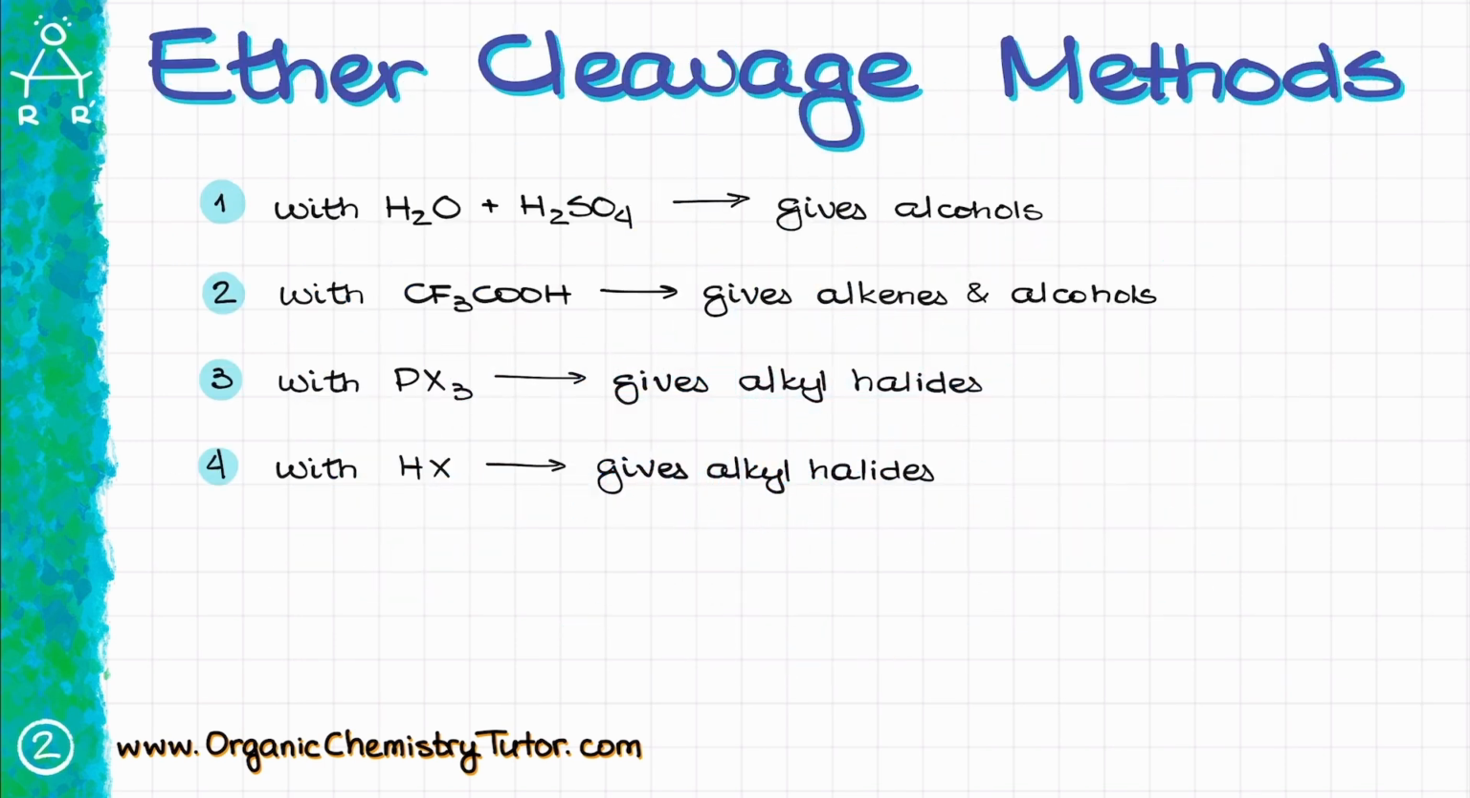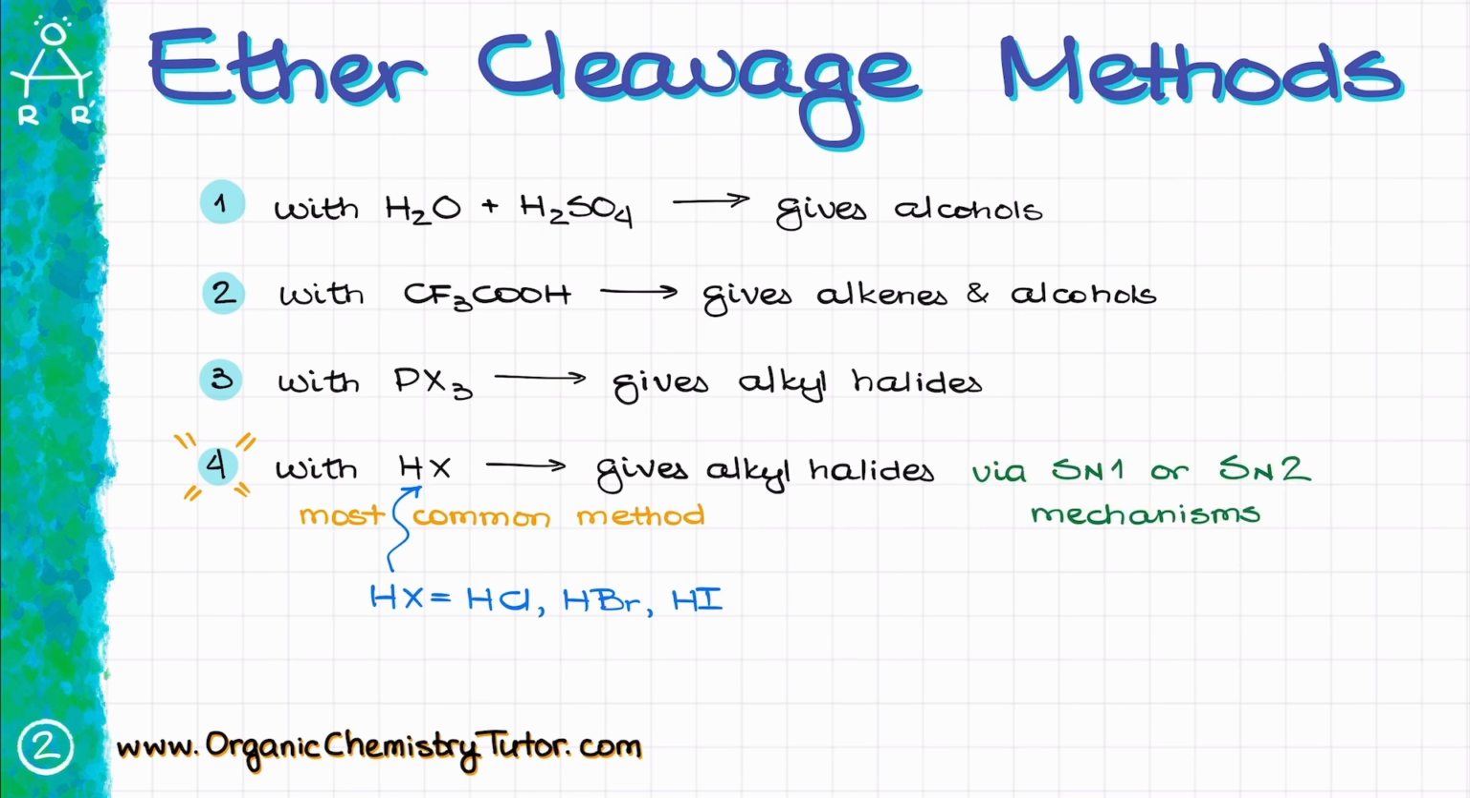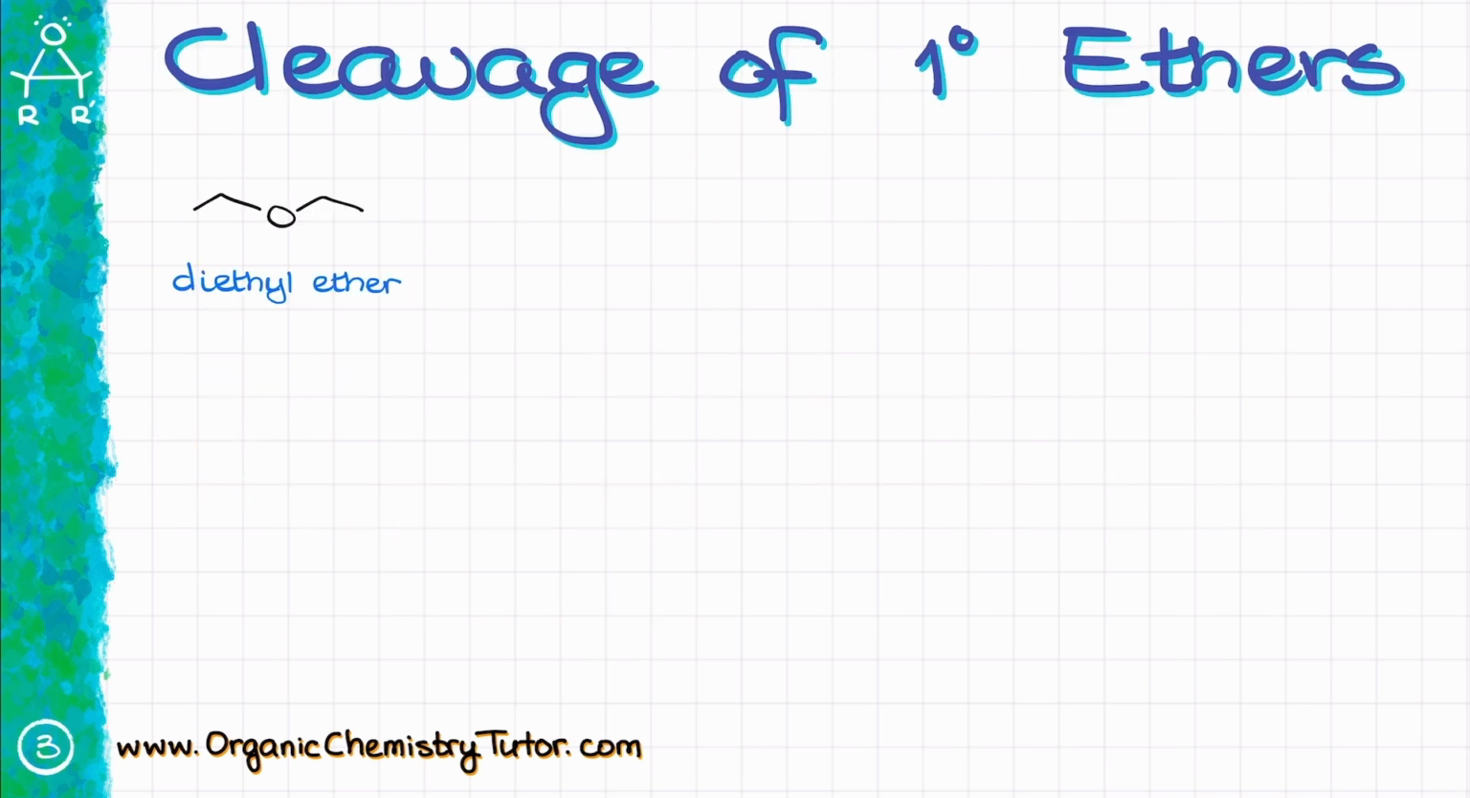There are several ways how we can cleave our ethers. In this tutorial, I'll focus on the most common one, reaction with hydrogen halides such as HI, HBr, and HCl. And you might have already guessed, it's going to be either an SN1 or SN2 reaction depending on the structure of our ether.